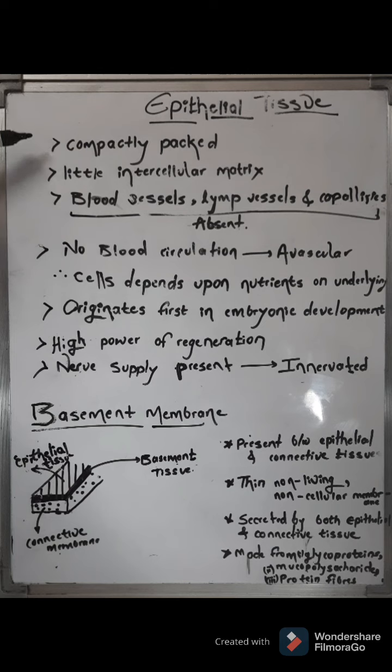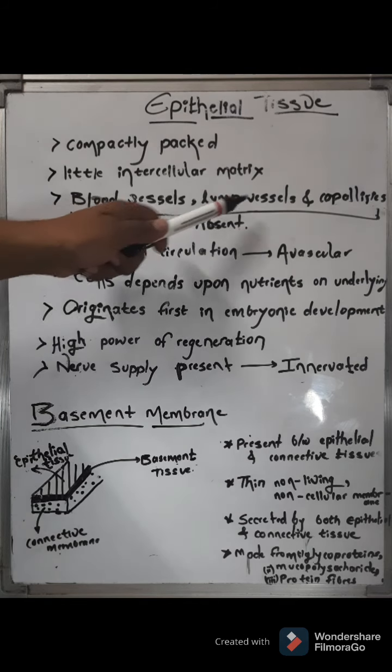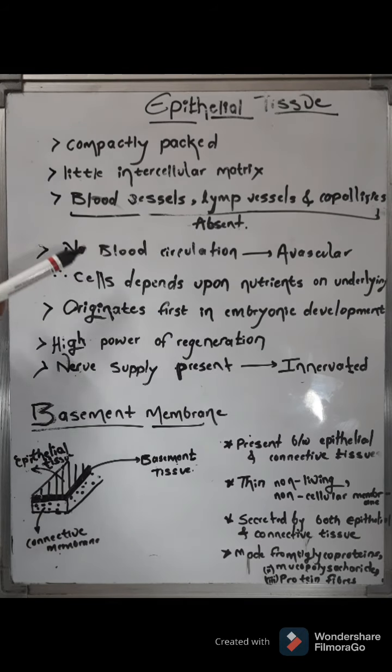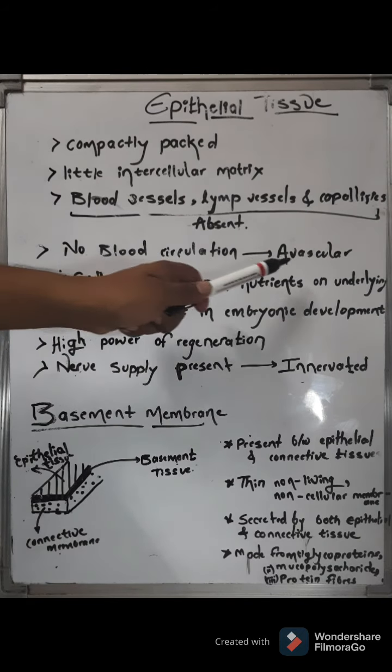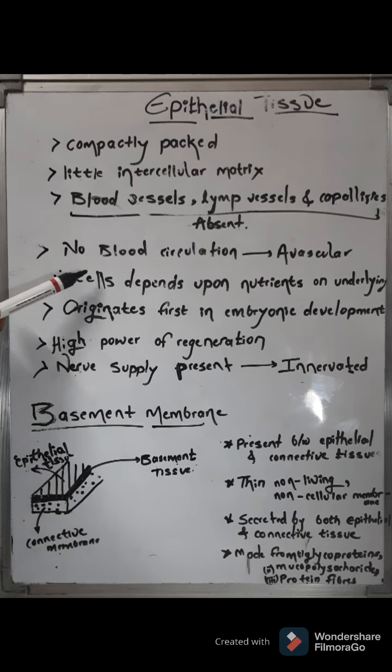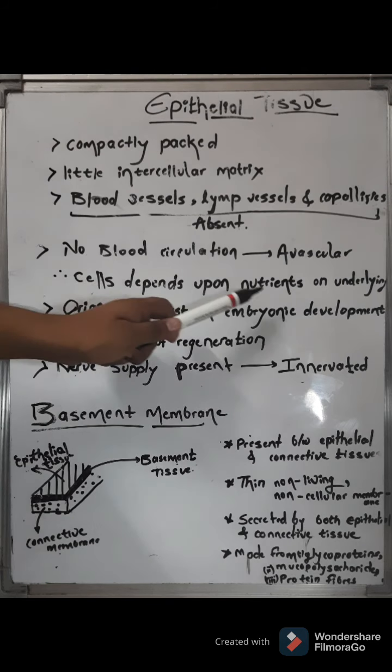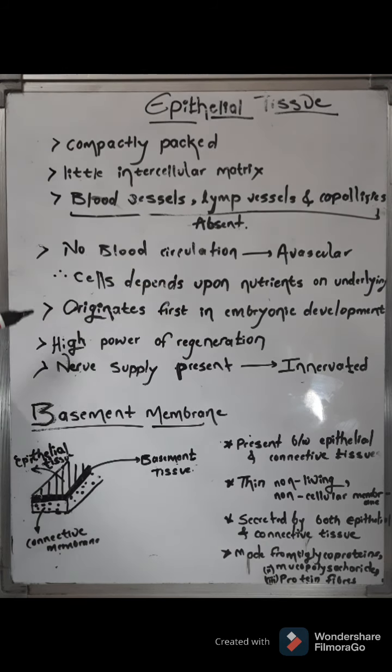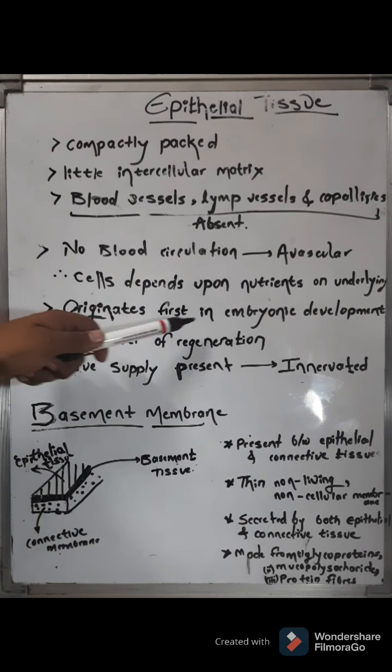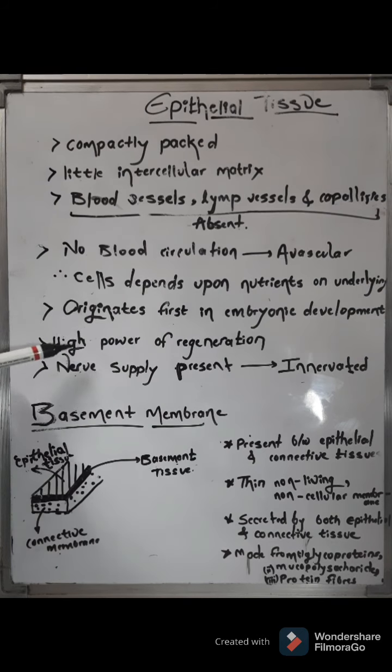Epithelial tissues are basically compactly packed tissues. As they are compactly packed, there is little intercellular matrix, and blood vessels, lymph vessels and capillaries are absent. No blood circulation, so they are known as avascular. Therefore, cells depend upon nutrients from underlying tissues. They originate first in embryonic development. They have high power of regeneration.